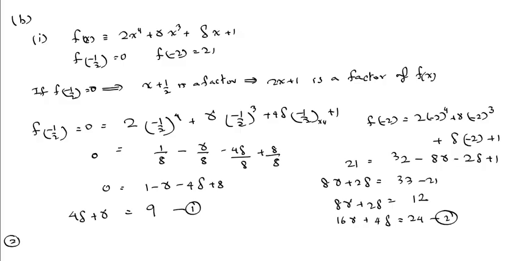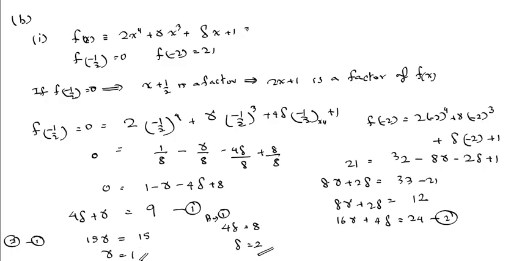So if I deduct 2 minus 1, 16 gamma minus gamma is 15 gamma, 4 delta minus 4 delta is 0, 24 minus 9 is 15, which means gamma equals 1. If gamma equals 1, 4 delta equals 9 minus 1, 8, this is by 1. You can do it by 2 also, which means this equals 2.